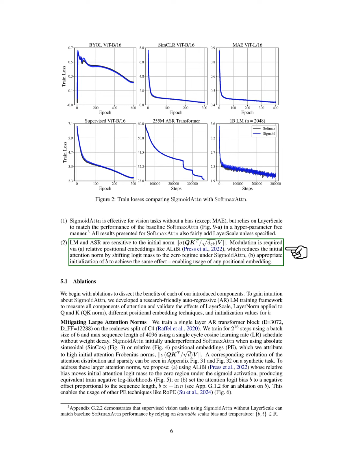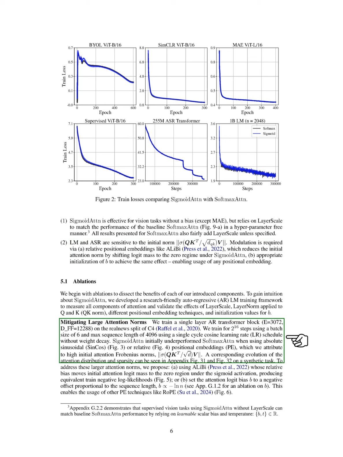Section: Ablations. In this section, we begin with ablations to understand the advantages of each component we introduced. To explore the model's behavior, we created a user-friendly auto-regressive language model training framework. This allows us to assess various attention components and validate the effects of layer scale, layer norm applied to the query and key, different positional embedding methods, and initialization values.